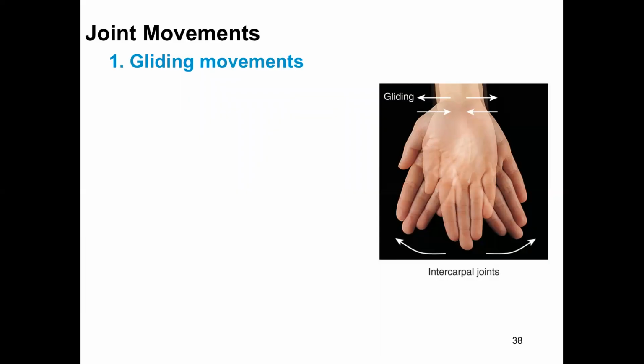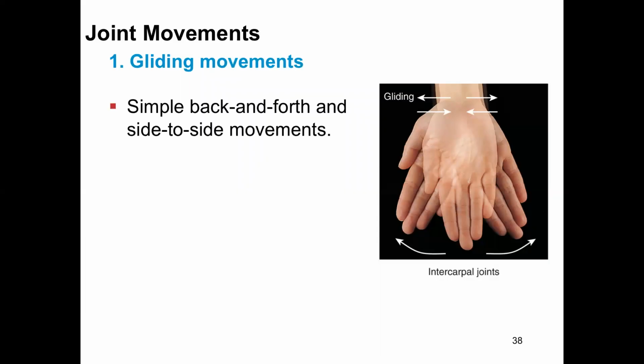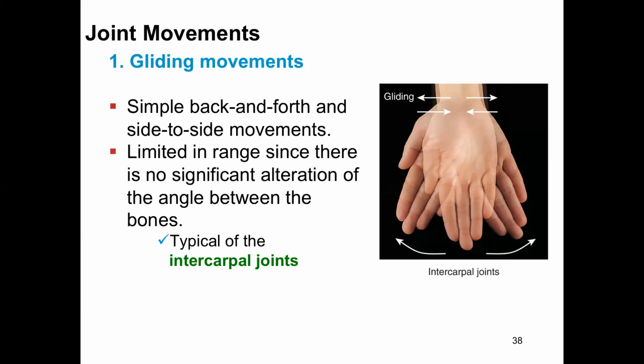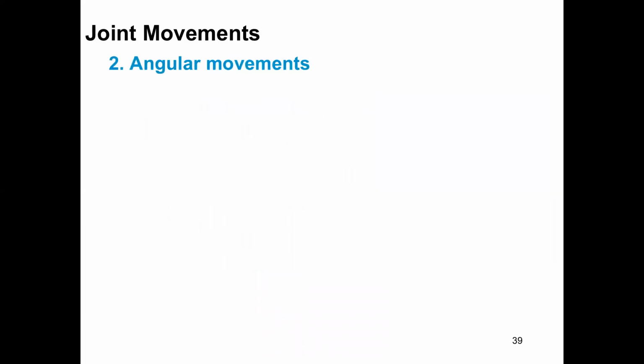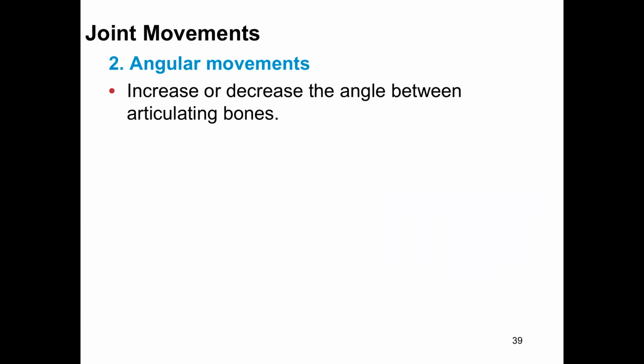So gliding movements: simple back and forth, side to side movements, like your intercarpal joints. Limited, but no significant alteration of the actual angle. Then we have angular movements. Here we have an increase or decrease of the angle between the articulating bones. And we're going to throw out 11 terms for you.